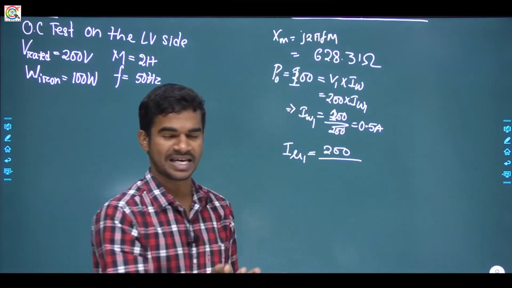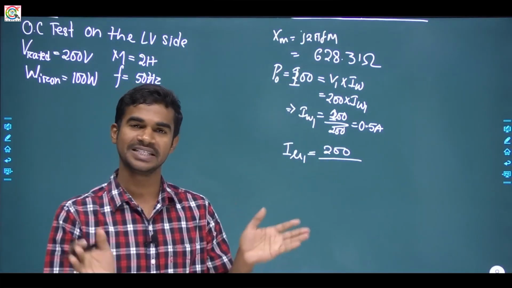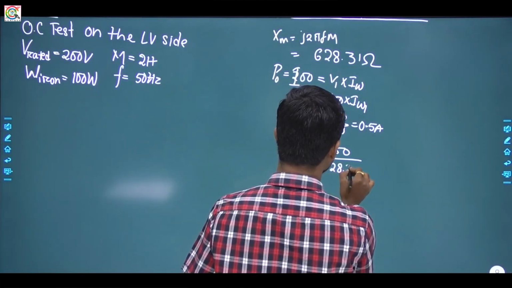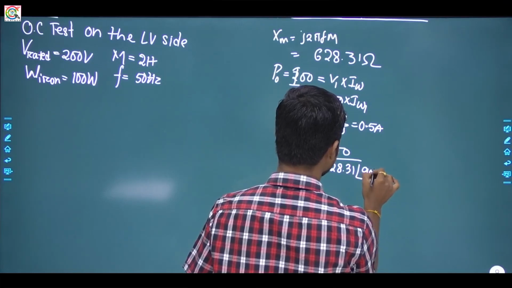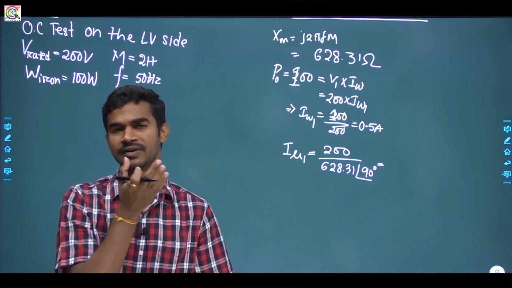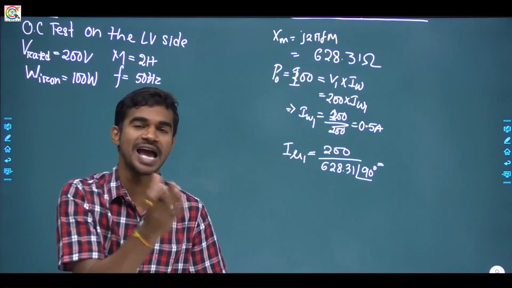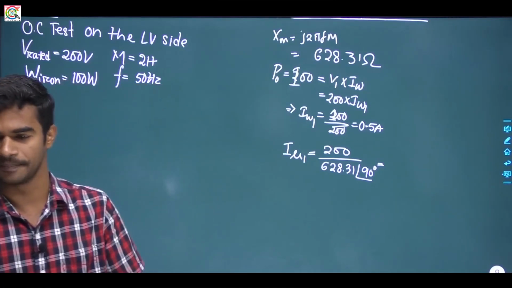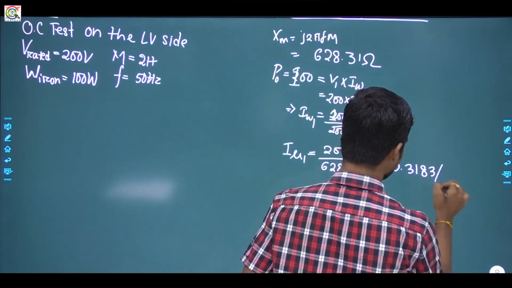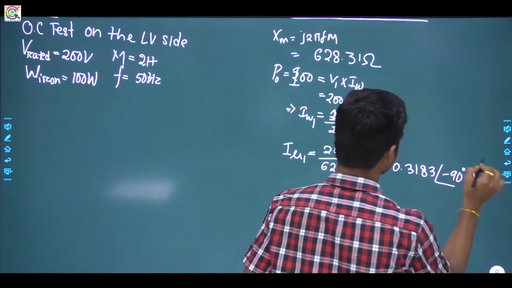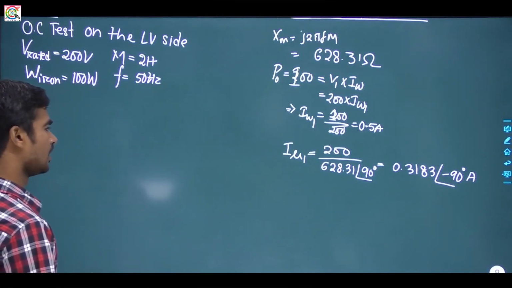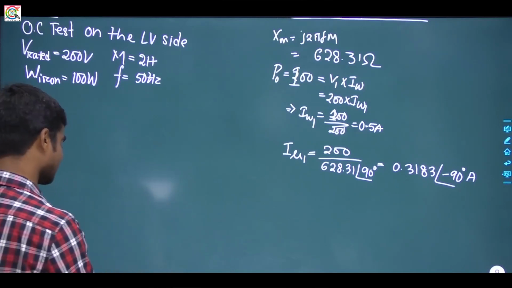Suppose the reference voltage is 0 degree, and the reactance is 628.31 and its angle is 90 degree. So what will be the value of I mu1? Definitely, in a pure inductor, current lags behind the voltage by 90 degree. So it would be 0.3183 angle minus 90 ampere.